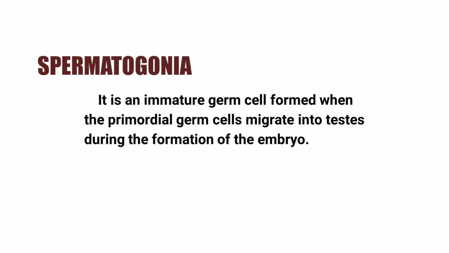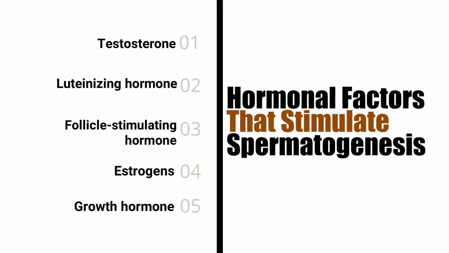Spermatogonia are the immature germ cells formed when the primordial germ cells migrate into the testis during the formation of the embryo. They lie in two or three layers on the inner surfaces of the seminiferous tubules. They begin to undergo mitotic division at puberty and continually proliferate and differentiate through definite stages of development to form the sperm. Several hormones play essential roles in spermatogenesis.